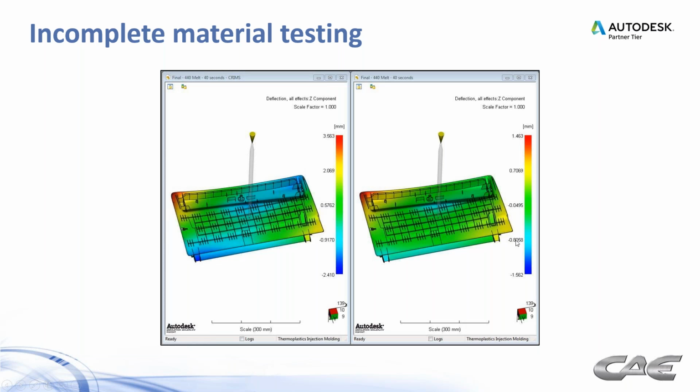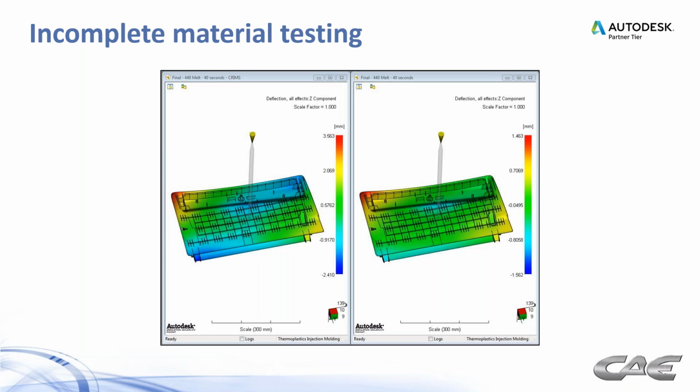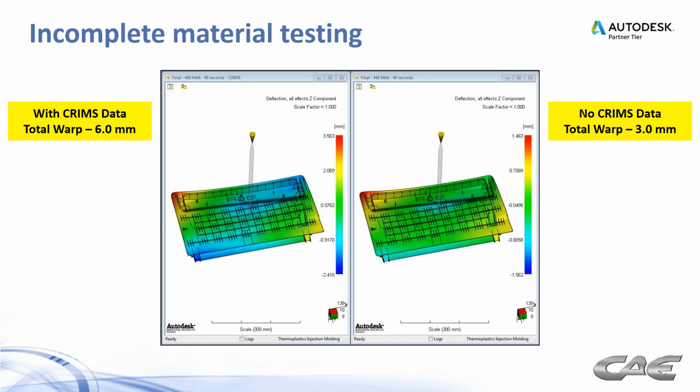So this is the real deal. Sorry, this is the real deal over on the right here. If someone was doing Moldflow analysis and they got to the press and they didn't have that juncture loss data, there's a very good chance they wouldn't be able to mold that part, because now we're running up against the machine's limits. So that's one example.